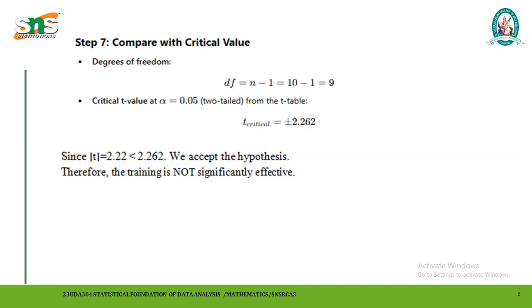In the question itself, the degrees of freedom value is given as 9. We have to find the table value at the 5% significance level. Using the table, we obtained the value 2.262. By comparing both values, the calculated value is 2.22 and the table value is 2.262. The calculated value is less than the table value, so we accept the null hypothesis. Therefore, the training is not significantly effective.